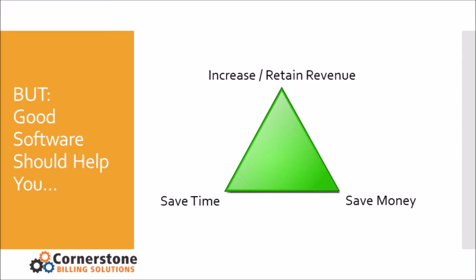But as you evaluate the software you've got and software you might be getting in the future, this is kind of the triangle of what good software should offer, and it really should offer all three of these things. So good software should be helping you increase and or retain revenue, which is retaining customers. It should certainly save you time, and it should save you money. So I'm going to use in this presentation Cornerstone software. We're the most familiar with that to illustrate some of these points.